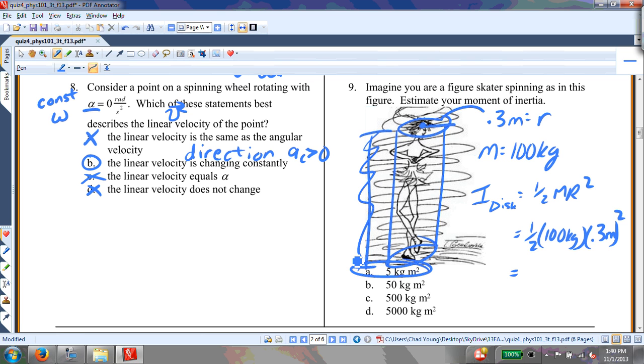And these are all pretty high values for both the radius and the mass. 100 kilogram person, that's a big guy. I mean, that's a 6 foot or taller guy. And 30 centimeters is actually a pretty broad-shouldered person too. So 5, which was the lowest value given, that's actually a pretty high value for the moment of inertia.